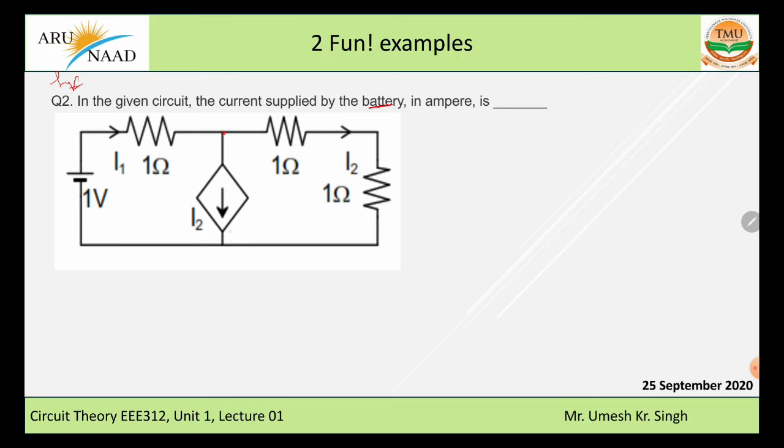This numerical also includes a dependent current source, and this is a current dependent current source, because its value depends upon I2, and I2 is the current flowing in the 1 ohm resistance. Now how to solve this type of question? This question can be solved by using KCL.